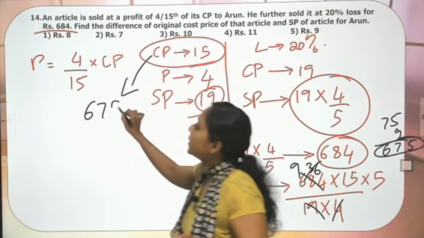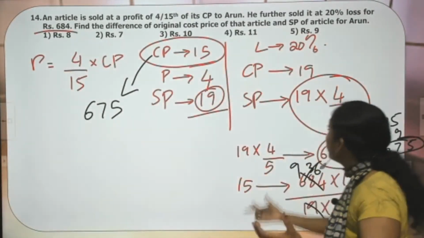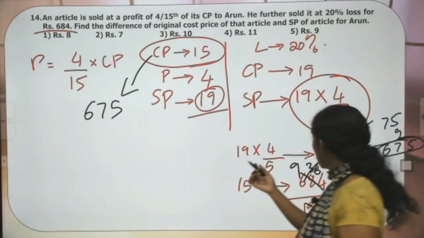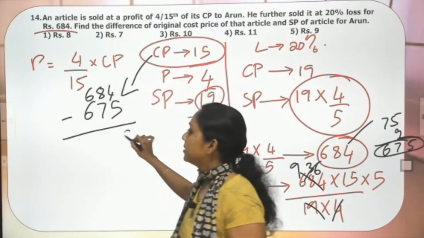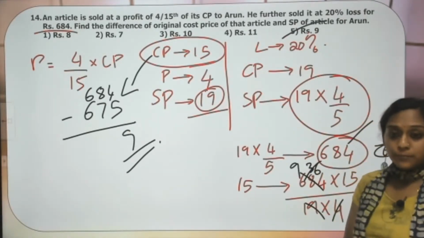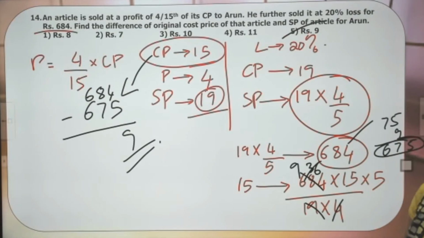So what is our question? The difference between the original cost price 675 and the selling price of the article for Arun, which is 684. So this is the difference you need to find out. 684 and 675, what is this value? 9. So the answer is 9. Option 5. Many of you have commented the right answer. That's 9.